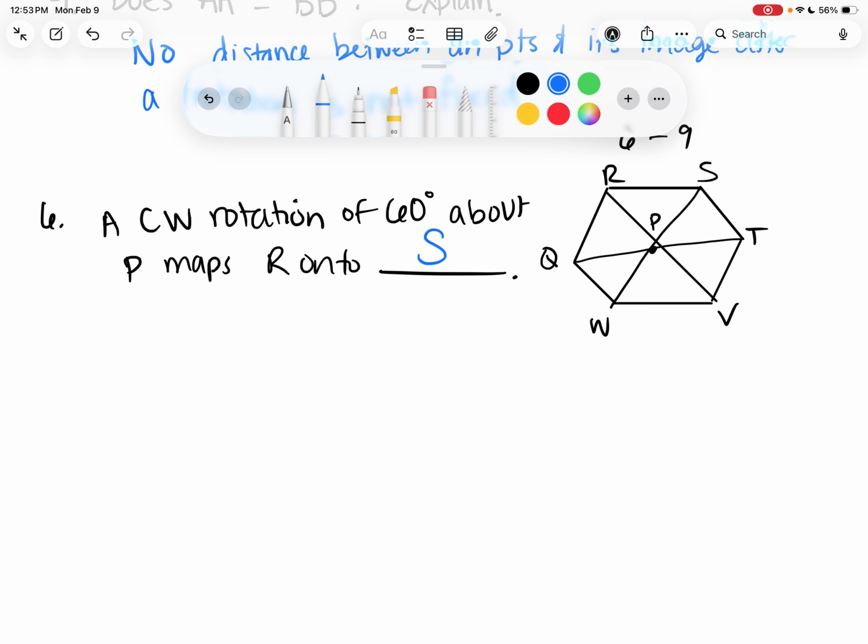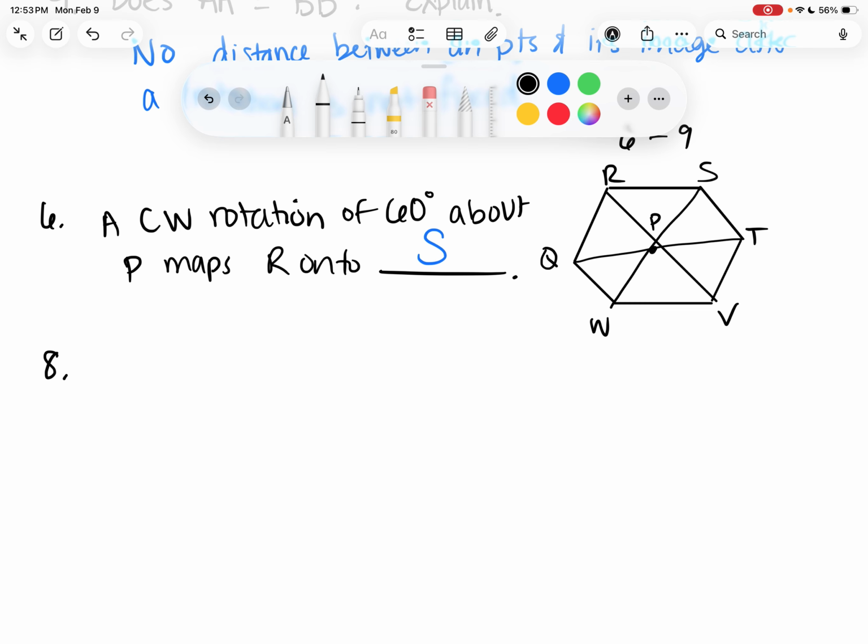So if it's a hexagon, we have 360 degrees divided up into 6. That means they're in 60-degree sections. We also know that because it's an equilateral triangle, that means all the angles are congruent in that, which means 60 degrees. So there's just a couple of different ways to think about that one.